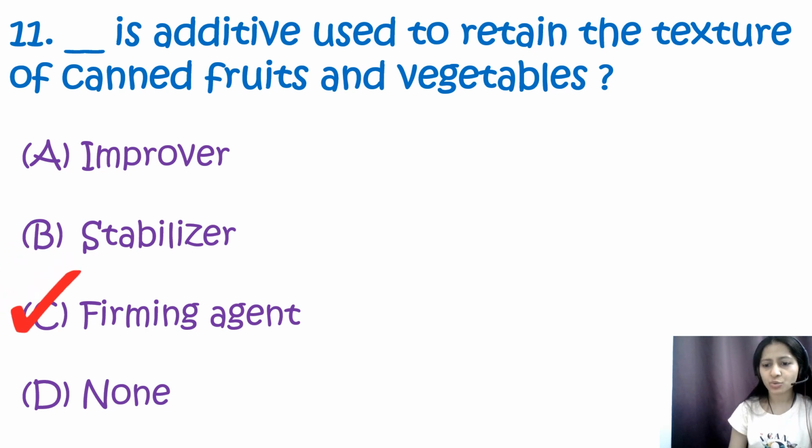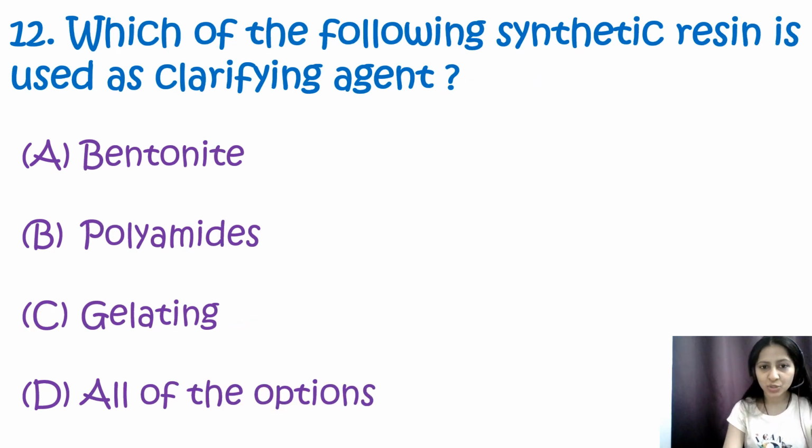So firming agents are actually substances which are added to precipitate the residue of the pectins. Thus they can strengthen and support the tissues and prevent their collapse during the processing. So over here my correct option is C, that is firming agent. Next question number 12. Which of the following synthetic resins is used as a clarifying agent? So options are bentonite, polyamide, gelatin and all of the options. So over here my correct option is B, that is polyamide.